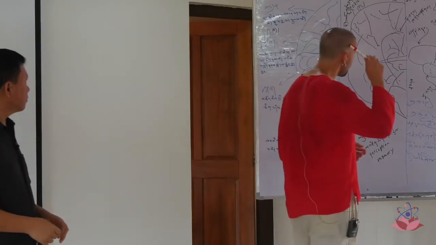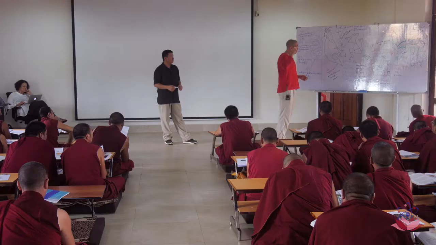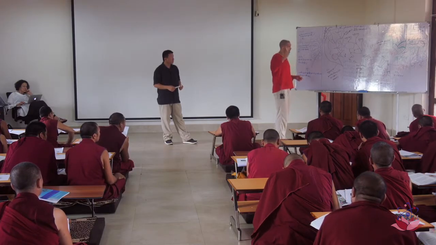And then what is the area of the brain that comes down around here, this lobe that comes down here?